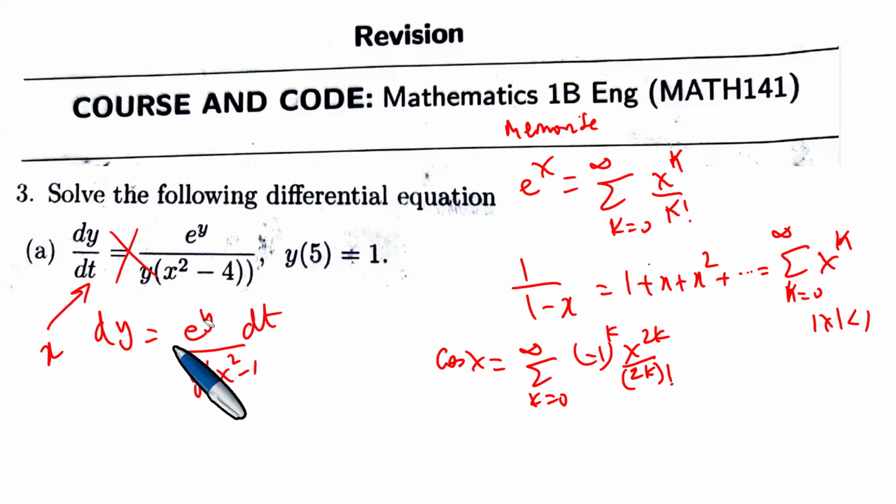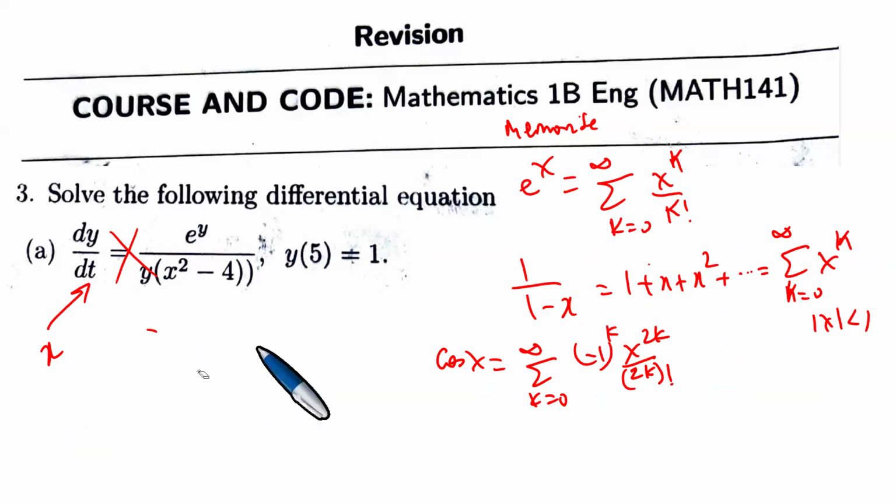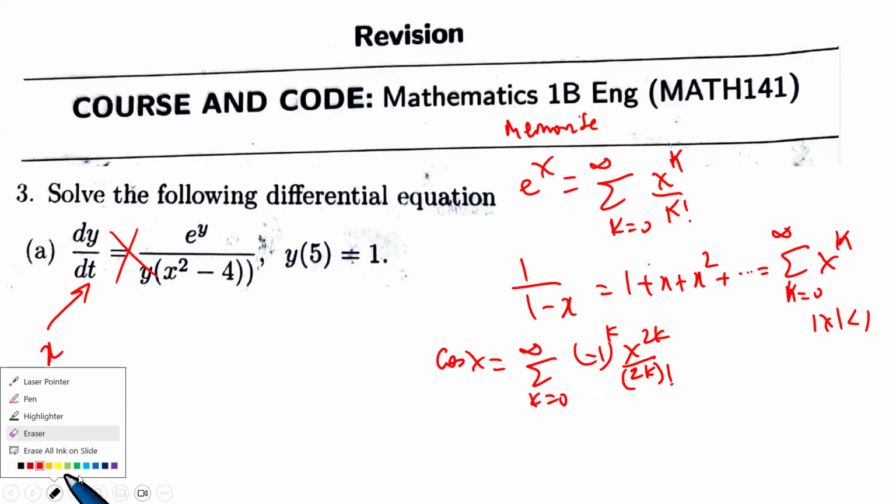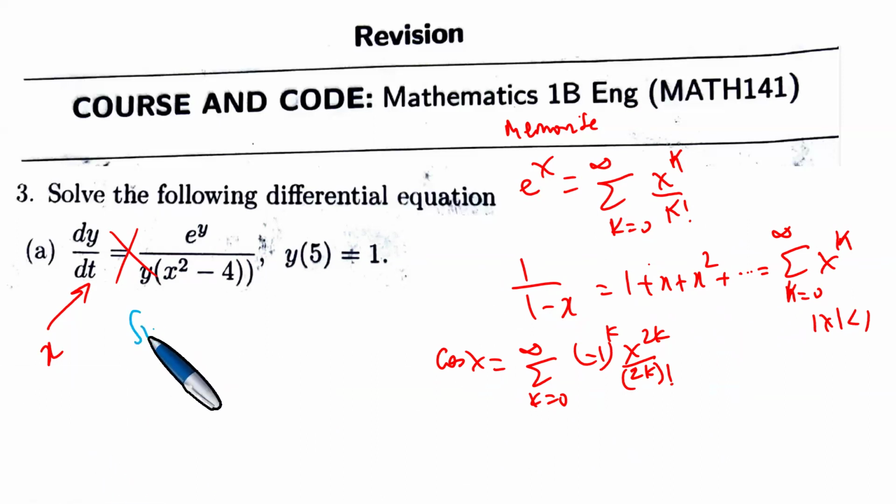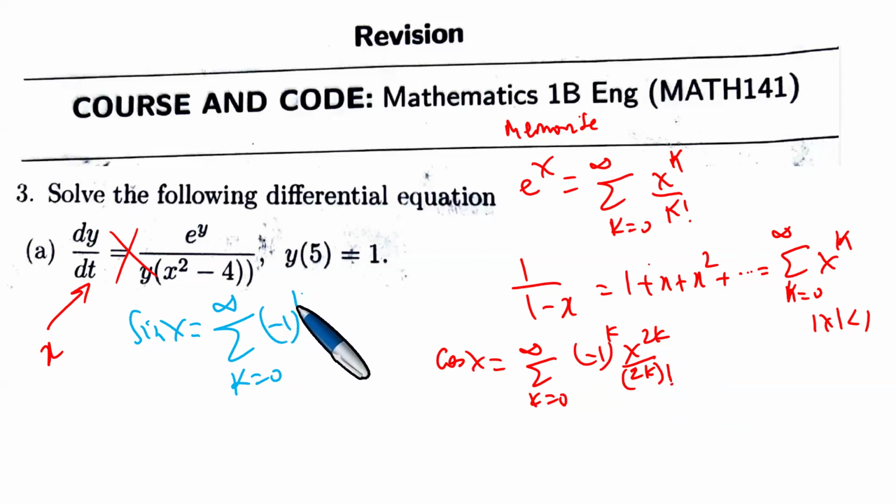Memorize the sine of x, which is... Okay, to memorize the sine, you need to remember the cos, that it's 2k, and then the sine is exactly x to the 2k plus 1 divided by 2k plus 1 factorial. So you must memorize that, and the fact that the cosine is x to the power 2k over that.